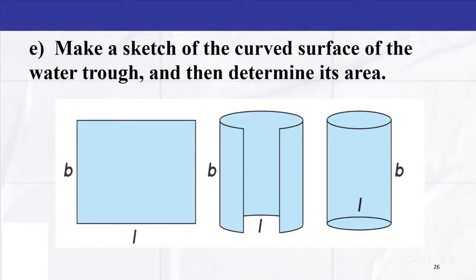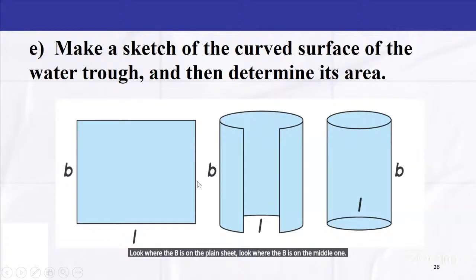Look where the B is on the plain sheet. Look where the B is on the middle one. What is that B on the plain sheet saying? What is the B on the middle one showing? What is the L on the plain sheet showing? What is the L on the middle one showing?